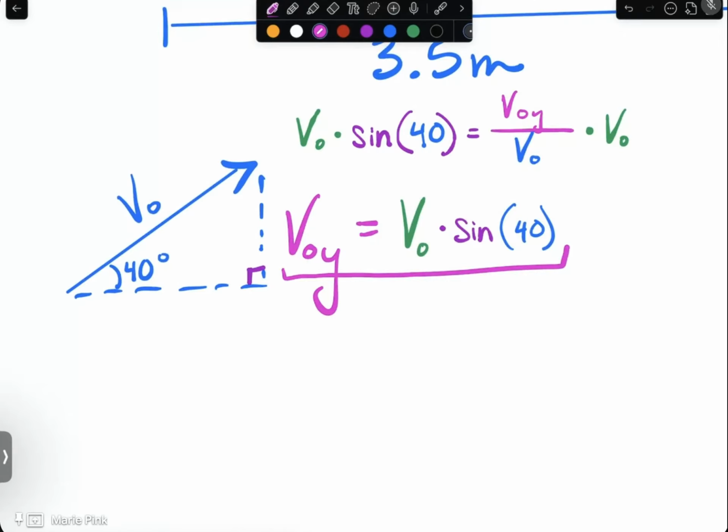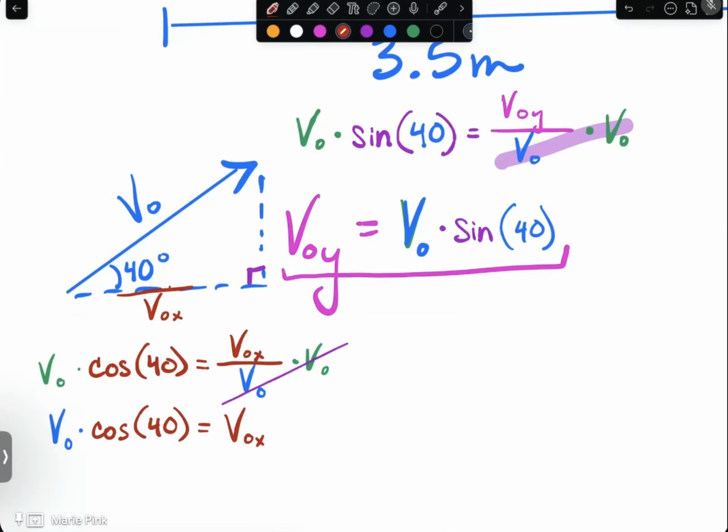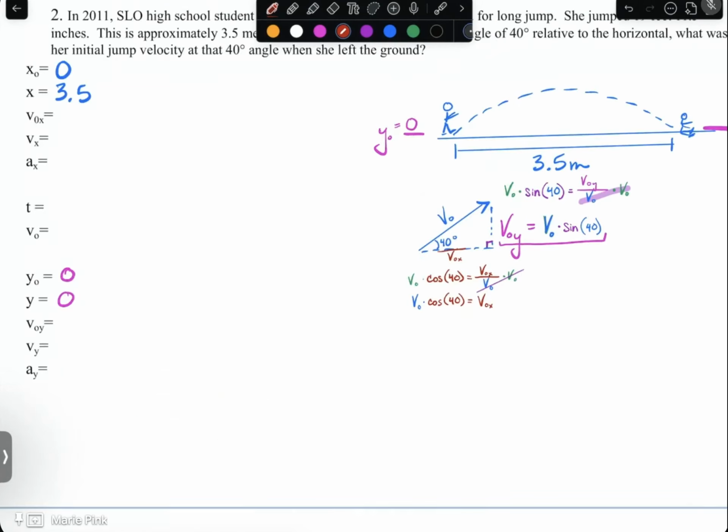And I can do the same thing for the x direction. But in the x direction, it's adjacent, so I need to use cosine. So now I have an expression for v naught x, my starting velocity in the x direction, and I have a starting velocity in the y direction. I'm going to put those over here. So my v naught x is v naught times cosine of 40, and my v naught y is v naught times sine of 40.